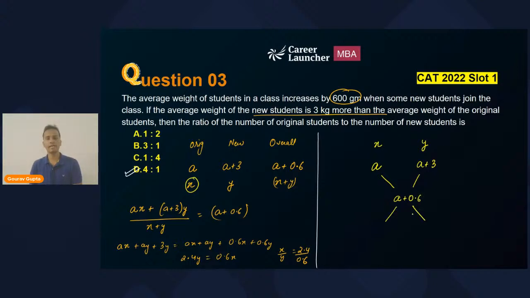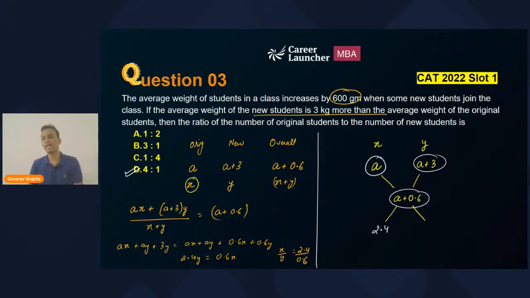Now I'll apply allegations on this. If you have covered the chapter of averages, mixtures, allegations, then you would understand how to apply allegations. Now I will take the difference of A plus 3 and A plus 0.6. I'll write it on the left hand side, which is 2.4.